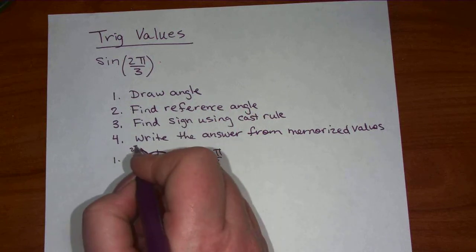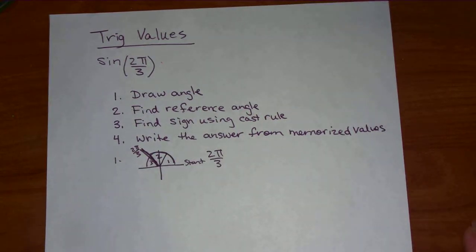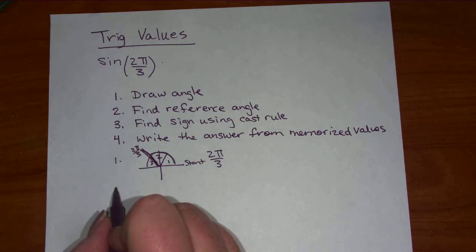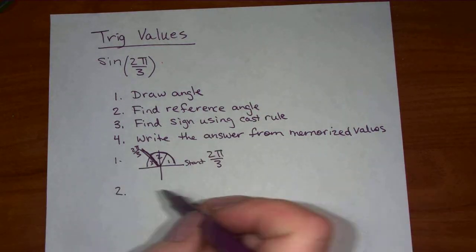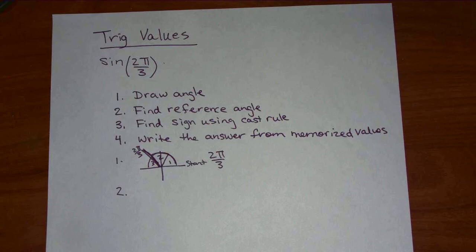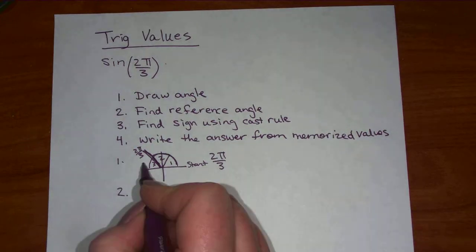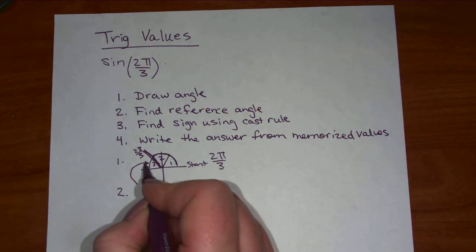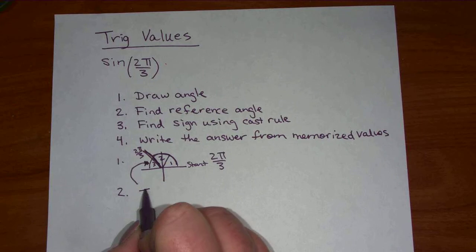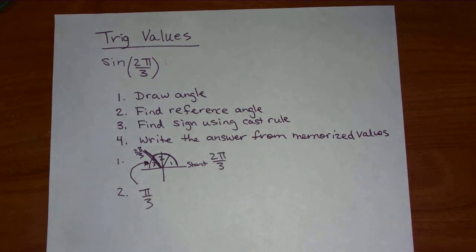Step 2 is the reference angle. So what is the reference angle? Remember, the reference angle is the angle between the x-axis and that line we draw. So how big is this piece right in here? It's 1 pi over 3. Just one piece of the pi. Okay, that's step 2. Step 3 is the CAST rule.